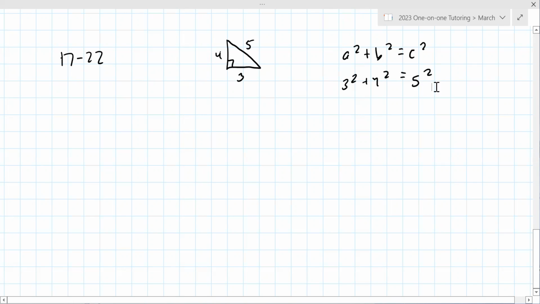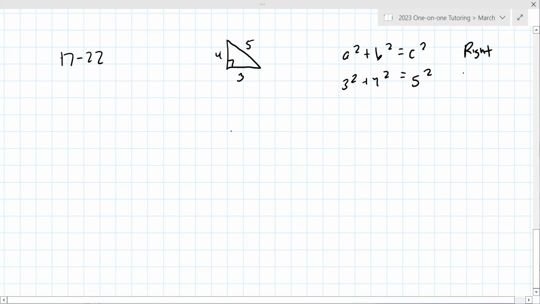Any questions before we move to 17 through 22? Okay, so let's look at a basic 3, 4, 5 triangle. And we know that a squared plus b squared equals c squared. It's 3 squared plus 4 squared equals 5 squared. If the 2 smaller numbers squared added together equals the larger number squared, we know that this is a right triangle.